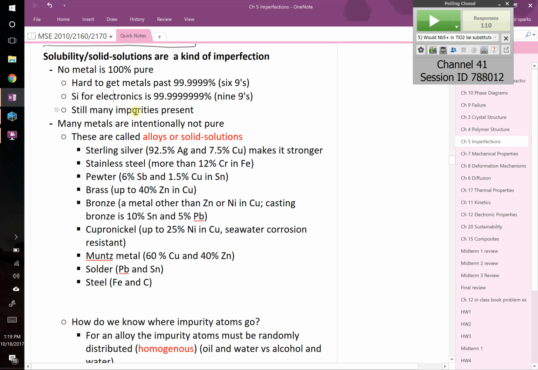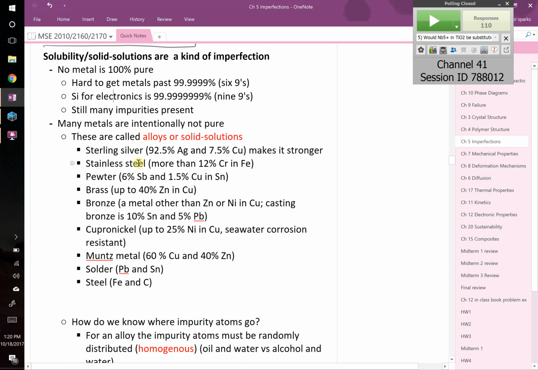There's a bunch of different alloys which are not pure, but we still use them. In fact, we design them to not be pure metals, right? So these are called alloys or solid solutions. Sterling silver, if you've heard of it, is not 100% pure silver. It's silver with about 7.5, I think that's weight percent, I have to double check, copper. The reason they do that is because it makes it harder. If you're going to make jewelry out of silver, and silver scratches and is really soft, you want to make it harder so it won't scratch. So you add a little bit of copper. It's a cheaper element and it makes a better final product. So sterling silver is actually more desirable for some applications.